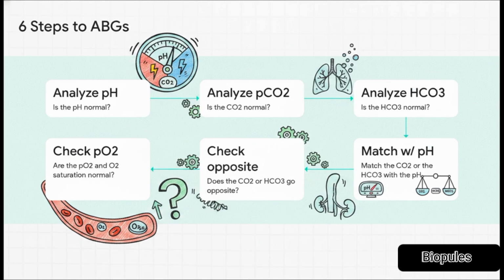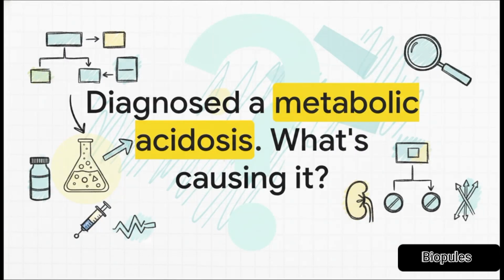Step 5 asks a really cool physiological question. Is the other system trying to help out? If your CO2 or bicarb goes in the opposite direction of the pH, that's your body desperately trying to compensate. And finally, step 6, always check your oxygenation status. So here's the crucial point. Once those 6 steps lead you to a diagnosis of metabolic acidosis, well, what's causing it? It is definitely not enough to just say, hey, the patient has metabolic acidosis. We need to know exactly why so we can actually fix it.